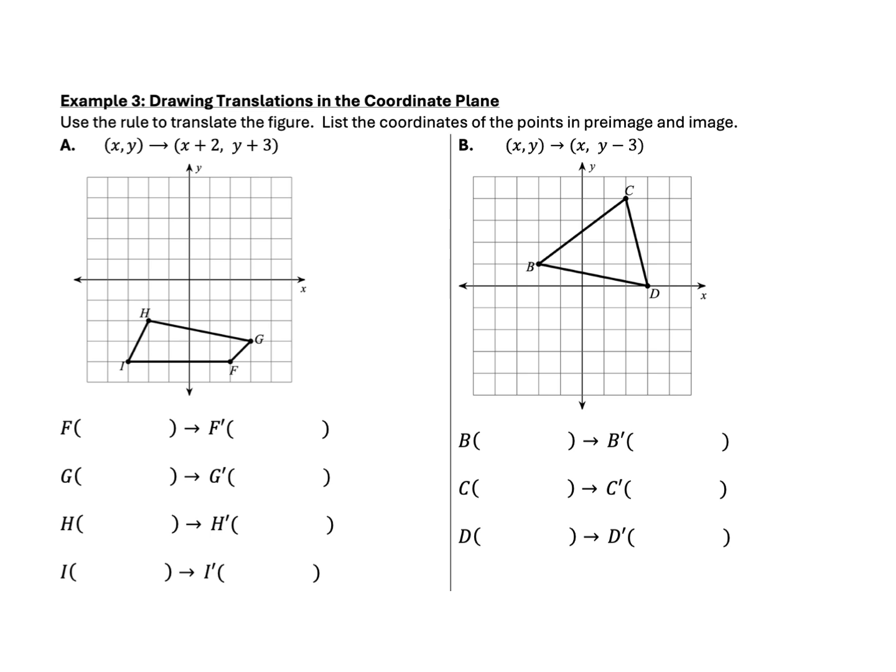Now let's try some translations in the coordinate plane. Here you can use the rule, or you can just use the left, right, up, and downs. Here, I'm going to begin by listing the coordinates of the pre-image. Make sure you get these right. If you mix up the signs, it's going to mess everything up.